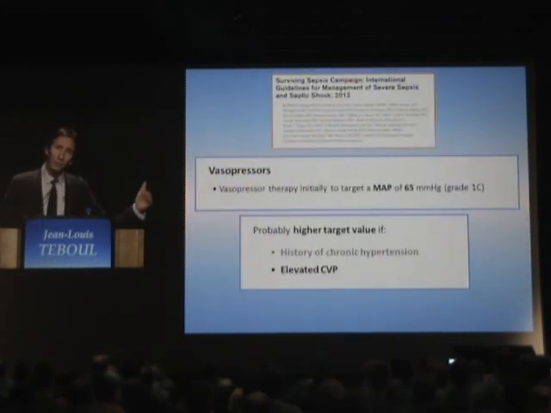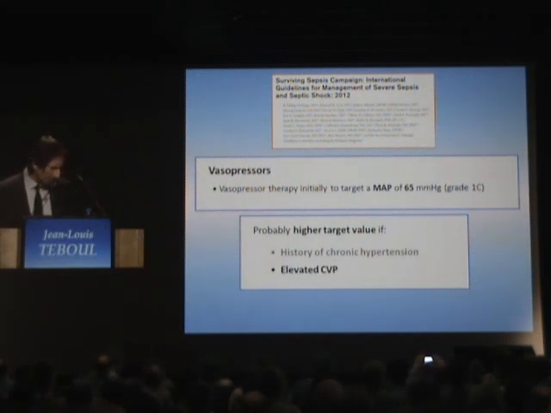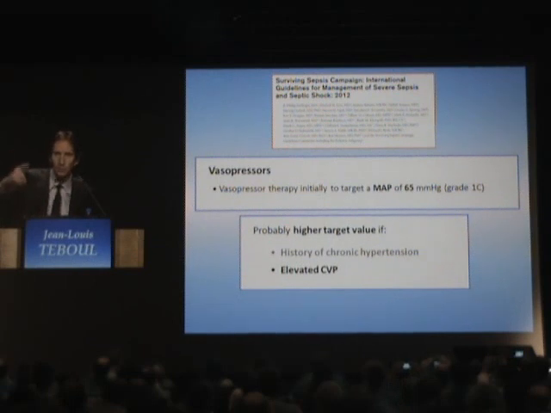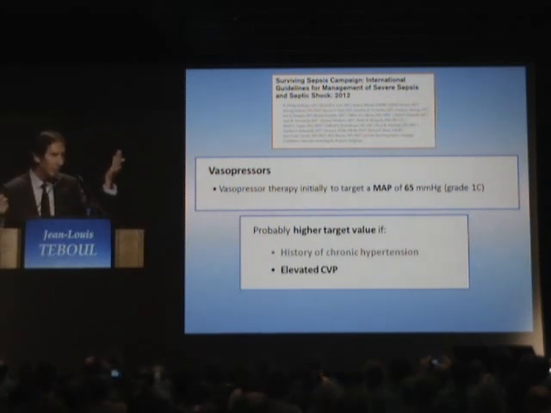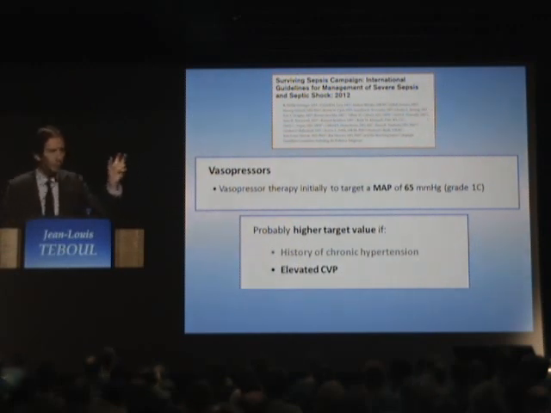Maybe we also have to consider a higher level of MAP in case of high central venous pressure. Because in this situation, what is important is the gradient between MAP and CVP. This is the perfusion pressure gradient. So if you have a high CVP, for example 15 millimeters of mercury, you should think about either lowering this CVP level or increasing the level of MAP to maintain a sufficient gradient between both.